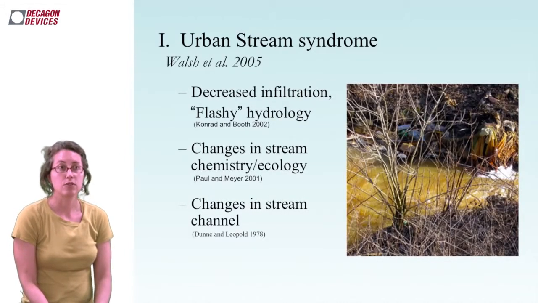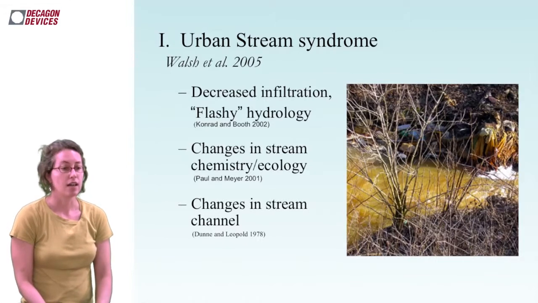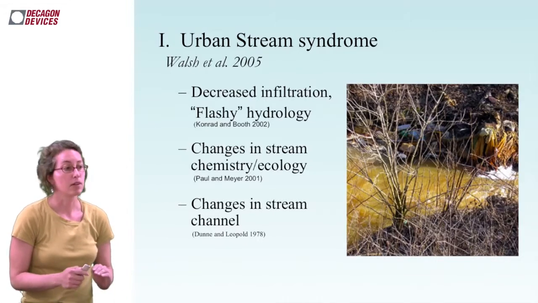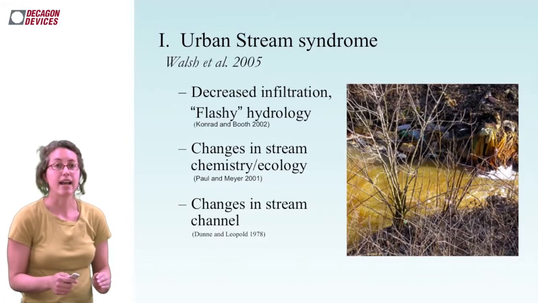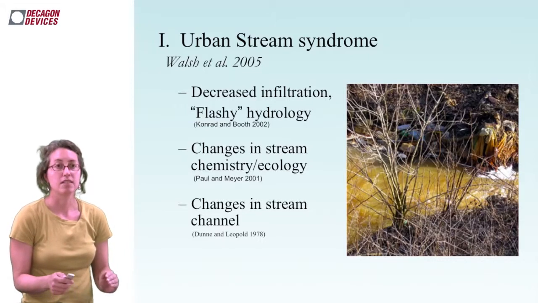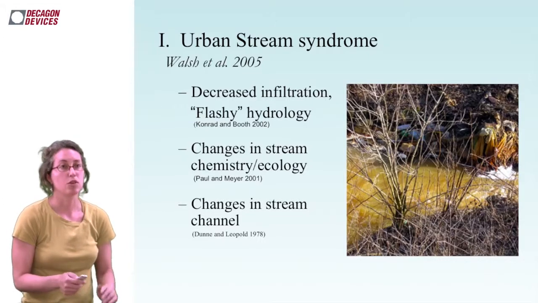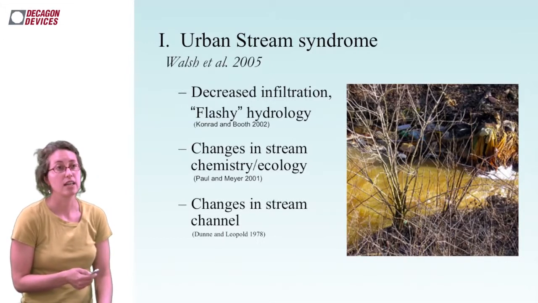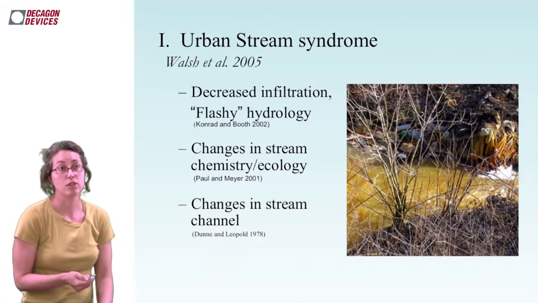So the urban stream syndrome basically refers to the phenomenon that happens when it rains in cities and all of the water basically runs off our urban hardscapes, gathering really quickly and acting almost like an avalanche, forcing water into our streams. And because of this really rapid push of water over the surface, we get decreased infiltration, what's often referred to as flashy hydrology, changes in stream chemistry and ecology, and also changes in the stream channel.